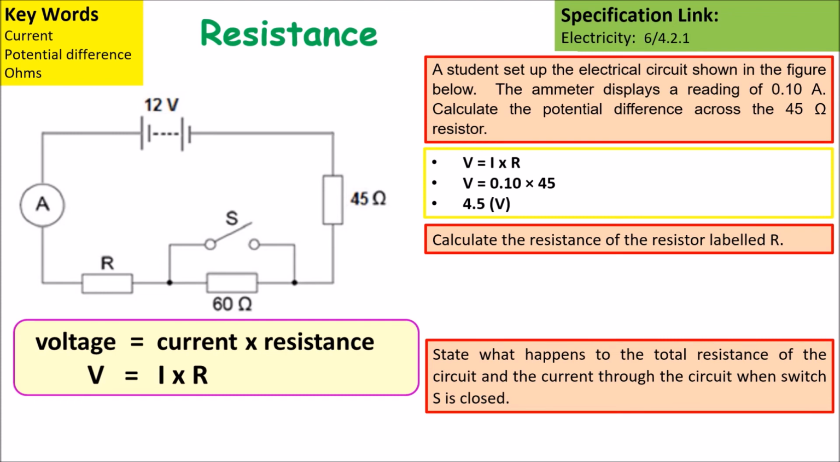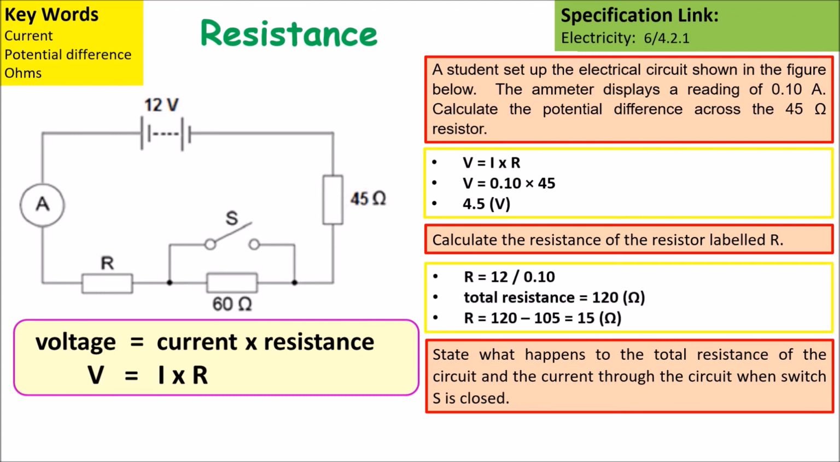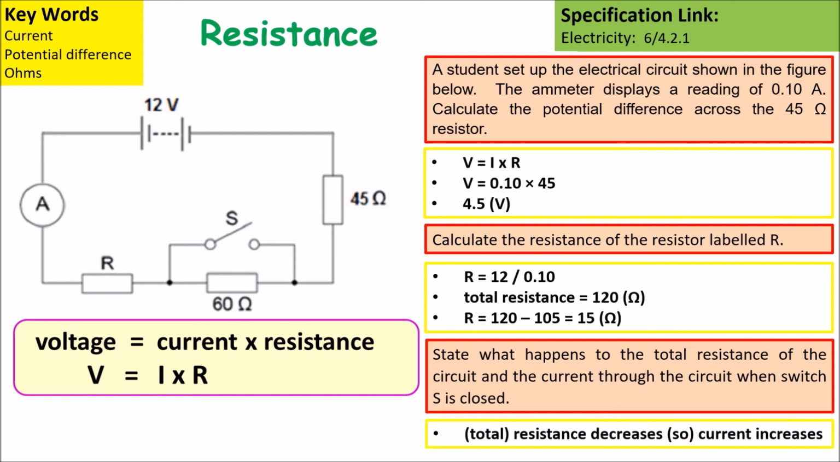If we're calculating the resistance of the resistor labelled R, that would just be the total resistance in that circuit, which would be 120. So you do 120 minus 105, which means that the resistance for resistor R would be 15 ohms. And if we're looking to state what happens to the total resistance of the circuit and the current through the circuit when the switch S is closed, the total resistance would decrease, so the current would increase.